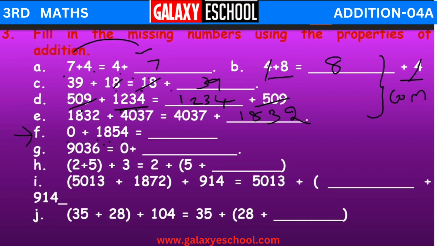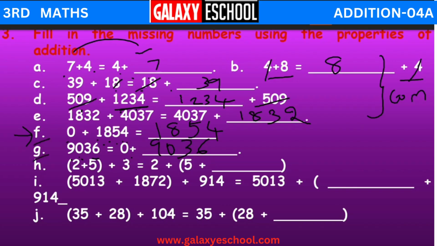Now 0 plus 1854 gives us what? We know that any number when added to 0 gives the number itself. Yes, this is called the additive property. Now 9306 is equal to 0 plus what gives us 9306? Yes, 9306 only. 0 plus 9306 gives us 9306.